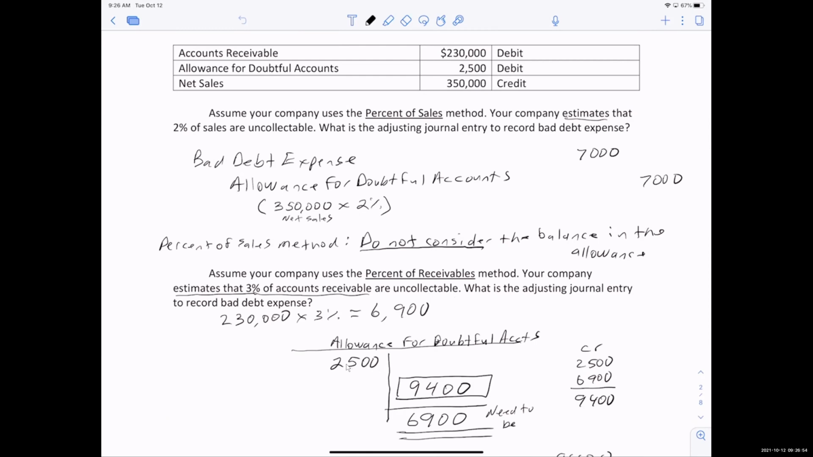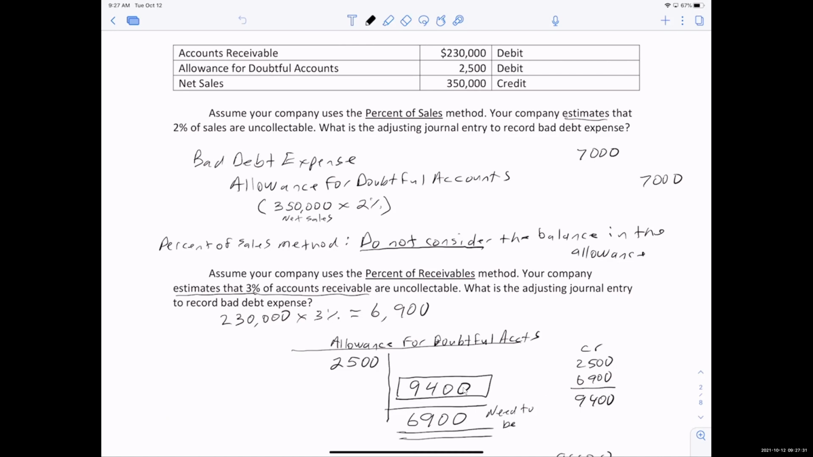Okay, now the reason why I said you got to consider the balance in the allowance is that you have a debit balance in the allowance account. So you can't just say, okay, bad debt expense, 6,900. No, because you've got to get, first off, you got to get this debit out. So that's a credit of 2,500. And then you can go another 6,900, and so to get a debit balance of 2,500 to a credit balance of 6,900, you're going to have to put in $9,400. That's how it works there.